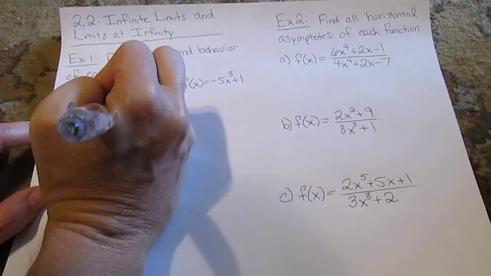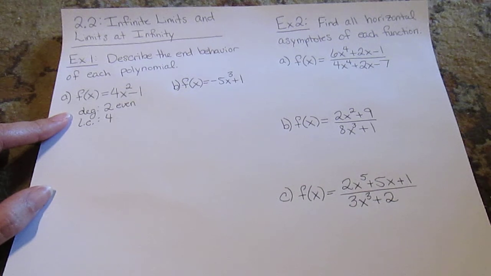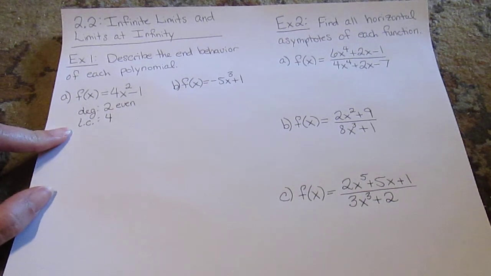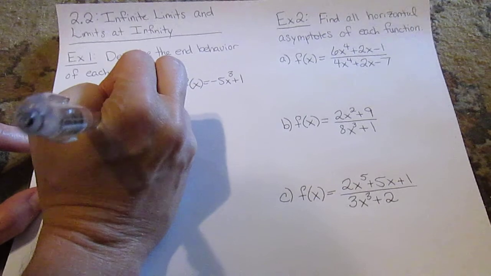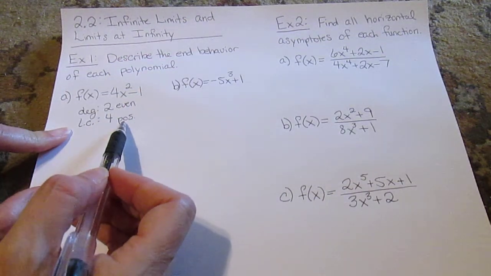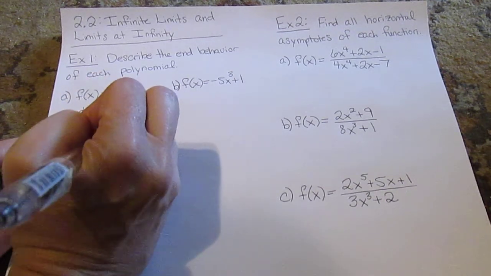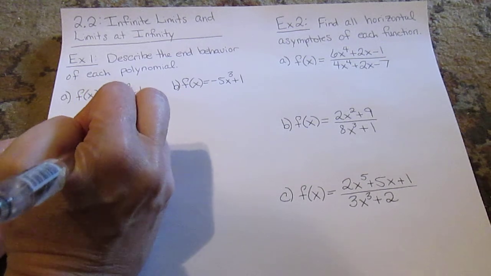So my degree was even. That means it's going to be the same on both sides. And my leading coefficient was positive. So that means since they're the same on both sides, they're both going to go up. Okay, so the end behavior is up on both sides.